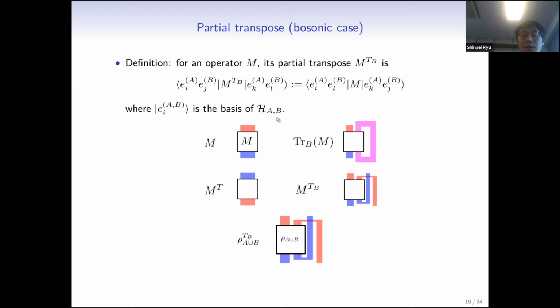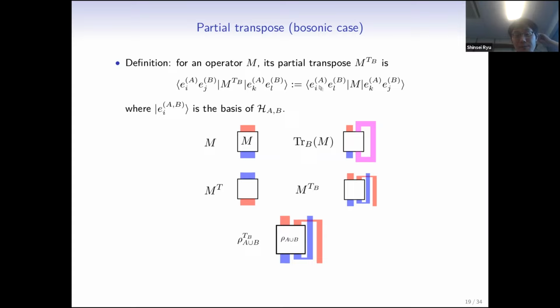Then we can write down the matrix element of some operator M. And then we take a transpose. We only take a transpose for this part, let's say B. So I exchange here and here without touching the part of the matrix element or index which is related to Hilbert space A.